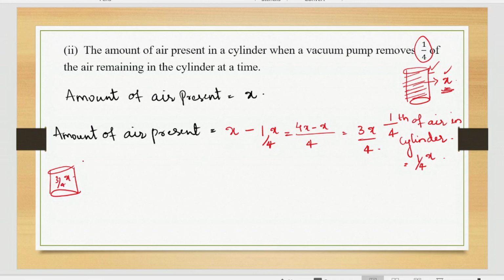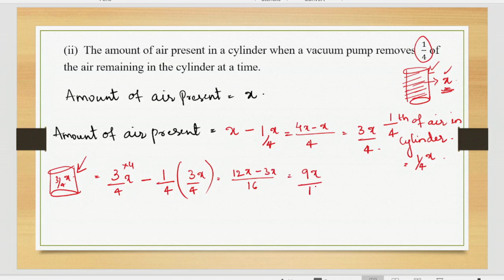Again 1/4 of the air is removed by the vacuum pump from the cylinder, right? So what is the air present in the cylinder? It is 3/4 of x. We are removing 1/4 of the air from the cylinder, so that is 3x by 4 minus 1/4 of 3x by 4. You will get LCM 16 here, 4 into 4. So 12x minus 3x. So this will be 9x by 16.